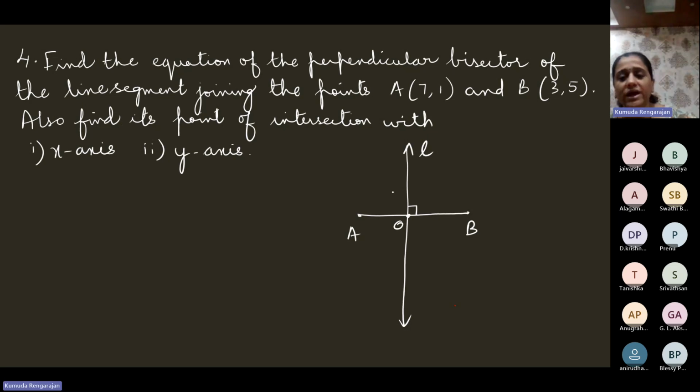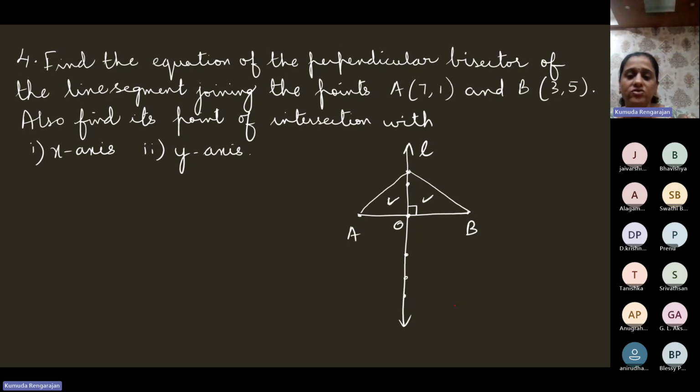Now, when you take any point on this line L, any point, and join it to the ends of the line segment, you can show that these two triangles are congruent to each other. All right? These two triangles are congruent to each other.